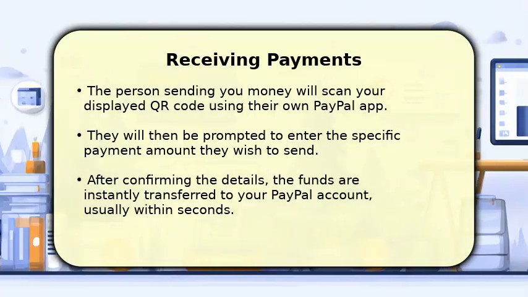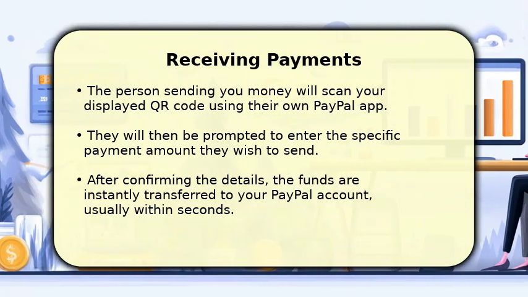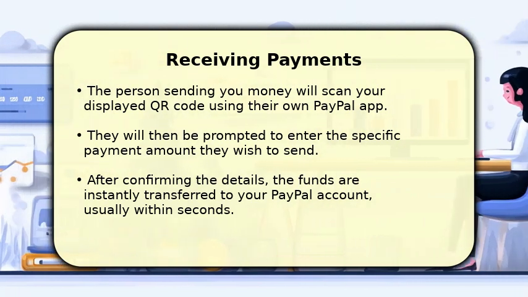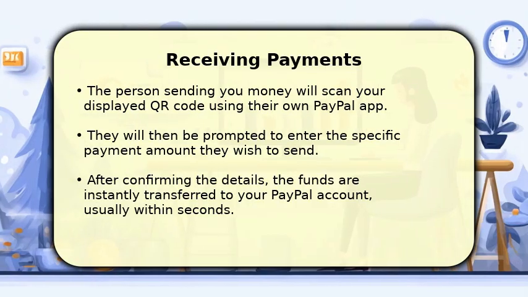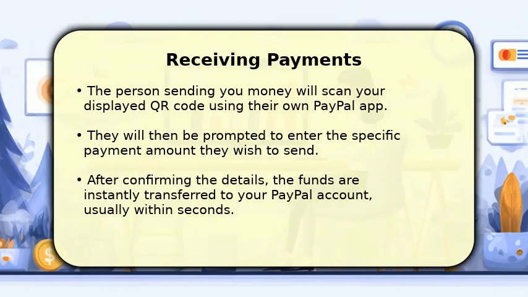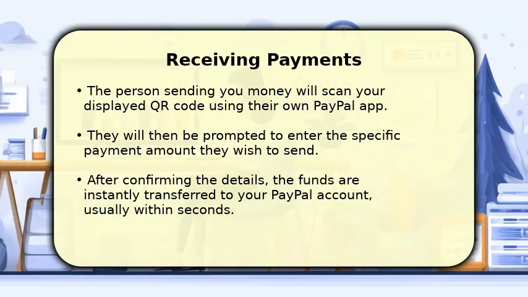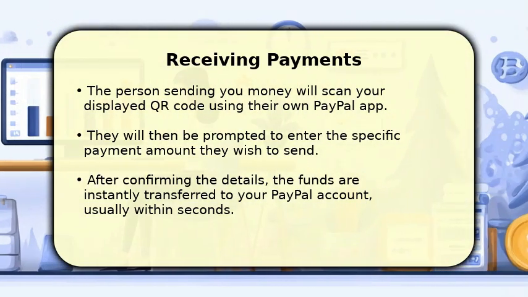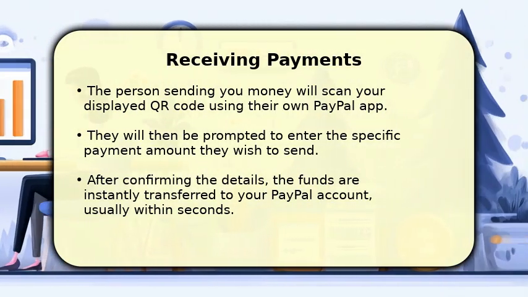When someone wants to pay you, they simply open their PayPal app and use its built-in scanner to read your QR code. After scanning, they will be prompted to enter the exact amount they wish to send. Once they confirm the transaction, the funds are transferred directly to your PayPal account. This method ensures a quick and secure way to receive money without exchanging account details.